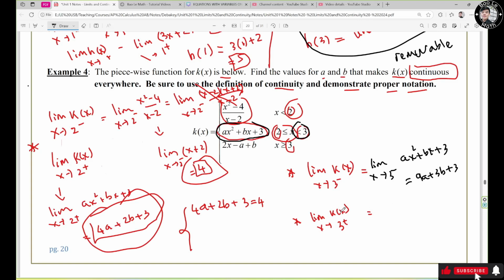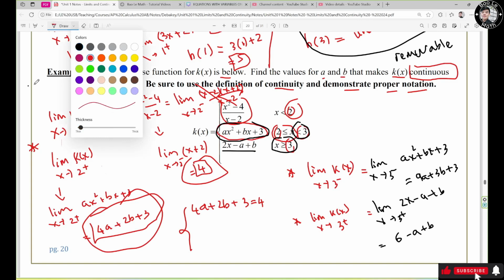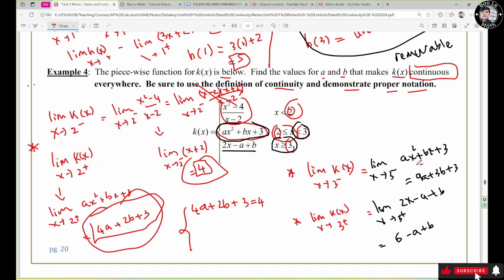Now second one, limit of the function k of s when s approaches 3 plus right here, right? We're going to pick this one. So it could be limit of 2s minus a plus b when s approaches 3 plus, right? So substitute 3 for s, it turns out to be 6 minus a plus b, right? Now in order for the function to be continuous at s equals 3, this guy and this guy must be the same.